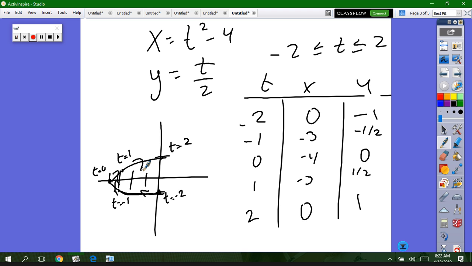Could we do the domain of x? What's our x domain? -4 to 0, right? What's our range? Let's do that. We can still find domain and range from our graph. The x goes from -4 over to 0.